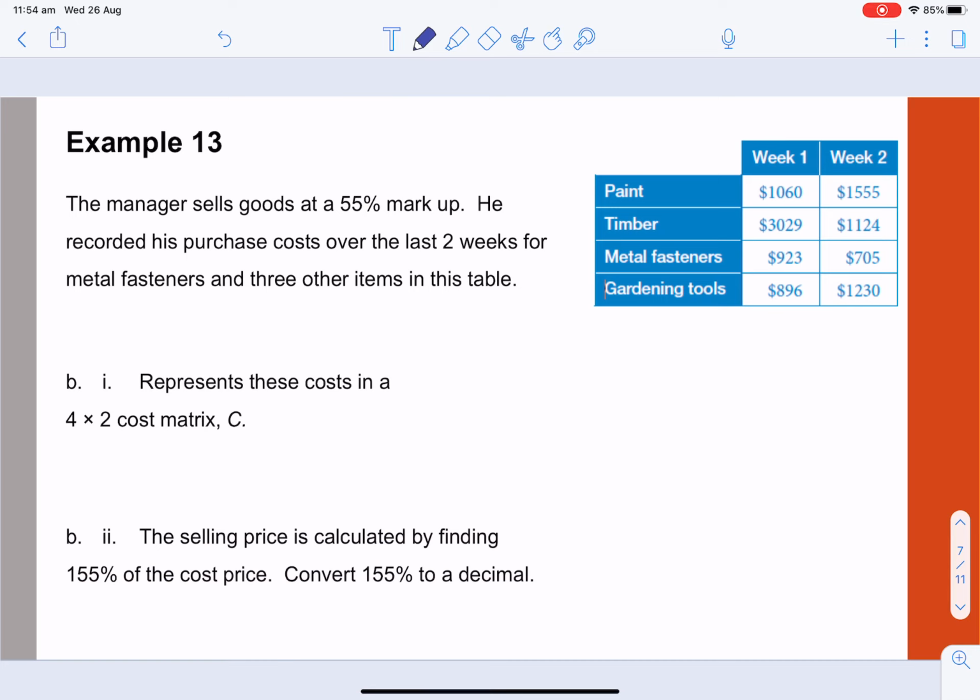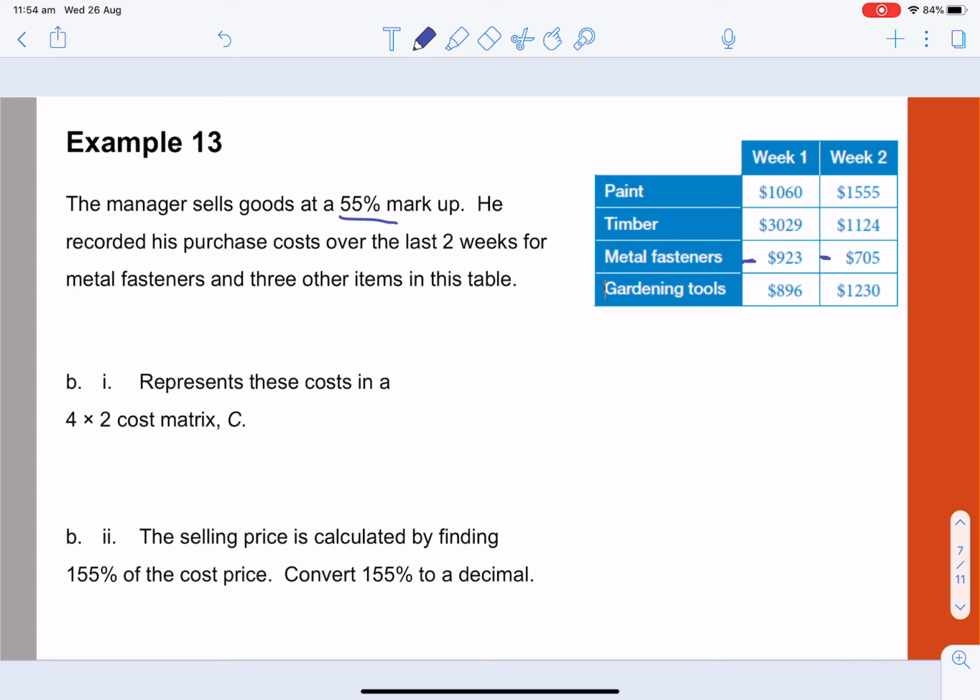Moving on to part B, the manager sells the goods at a 55% markup. He recorded his purchase costs over the last 2 weeks for metal fasteners and 3 other items in this table. So metal fasteners, we found that 923 and 705. We found that on the previous matrix. He also sold paint, timber and gardening tools.